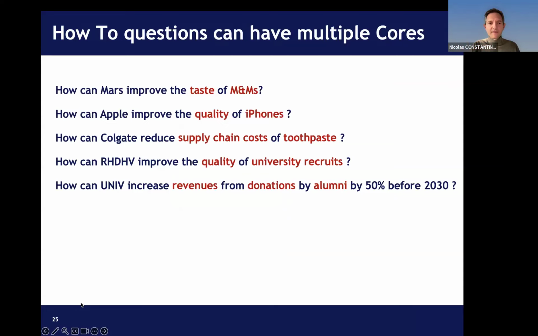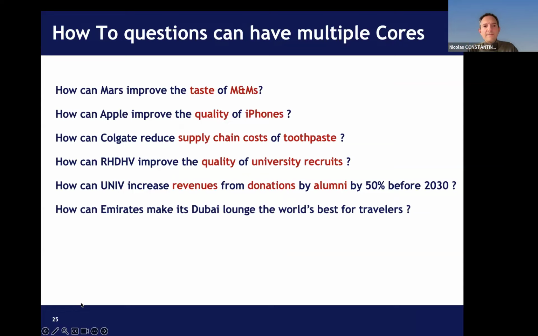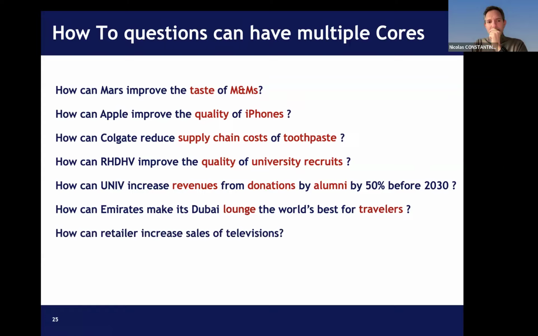All right, 2 more questions. This one has 2 cores. What are they? Dubai Lounge and Travelers. That's right. Very good, Keisha. Very, very nice. That's right. Excellent. All right, last one. 2 cores. Sales and televisions, that's right.